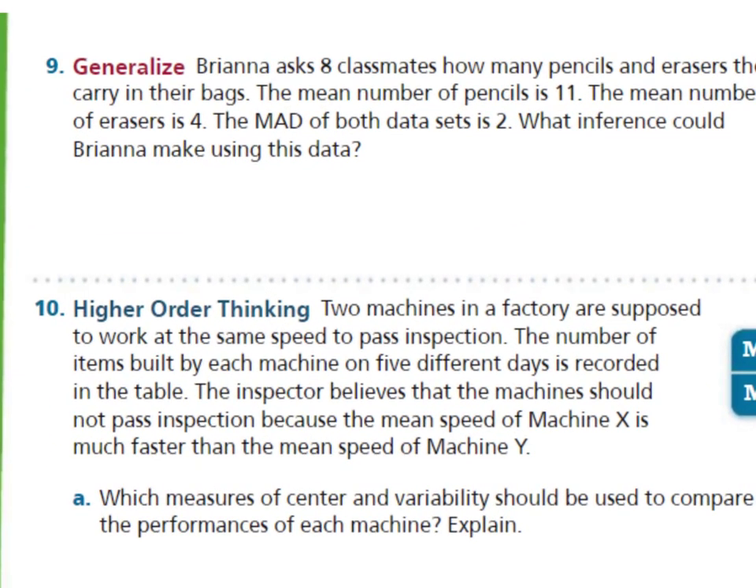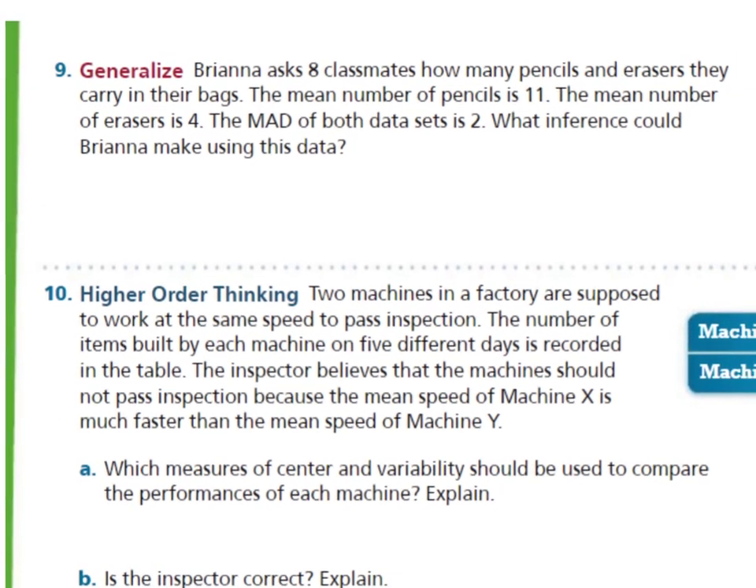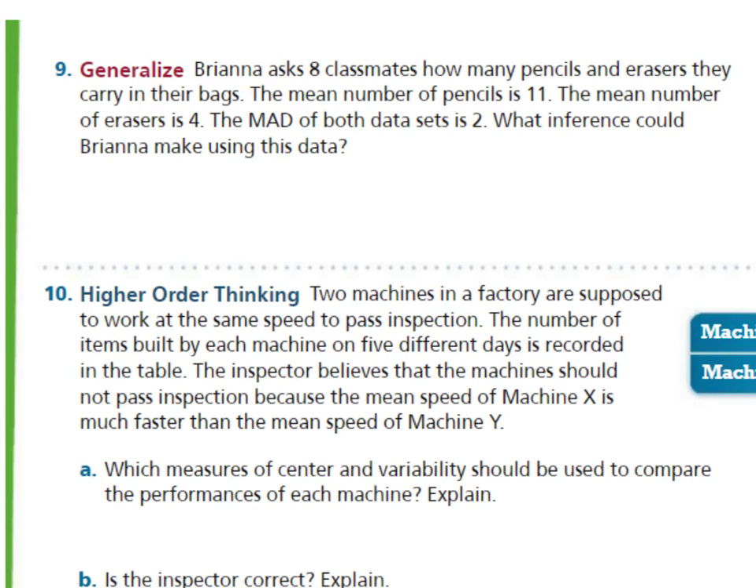Number 9, Brianna asks 8 classmates how many pencils and erasers they carry. The mean number of pencils is 11, and the mean number of erasers is 4. The mean absolute deviation of both is 2. What inference could Brianna make?